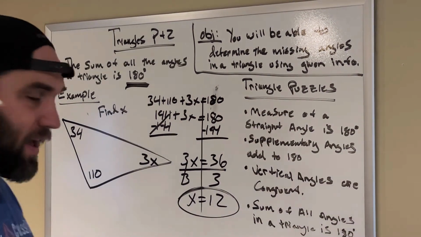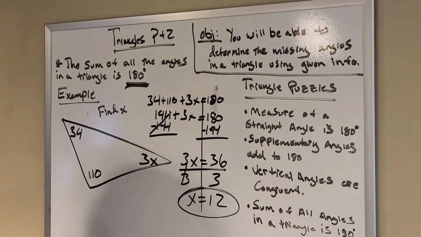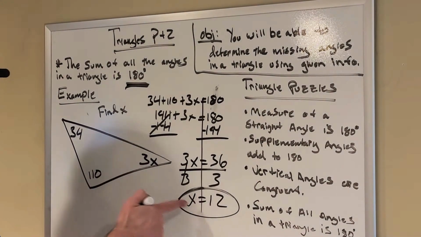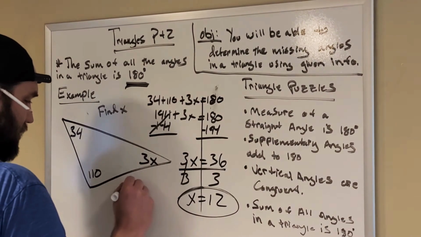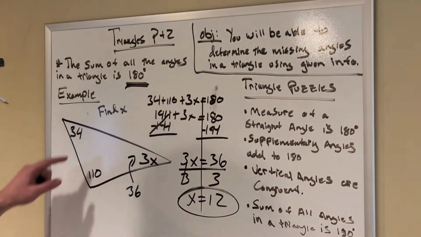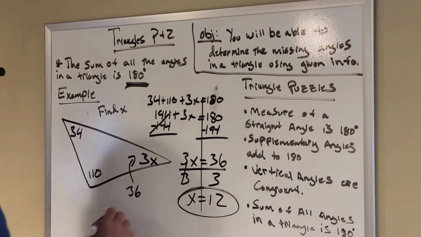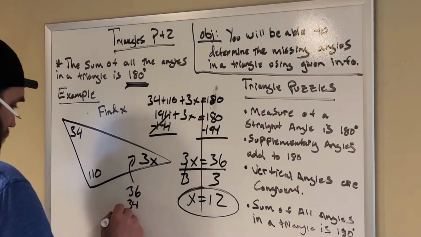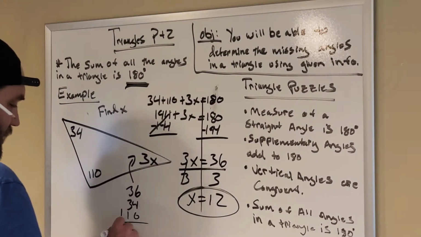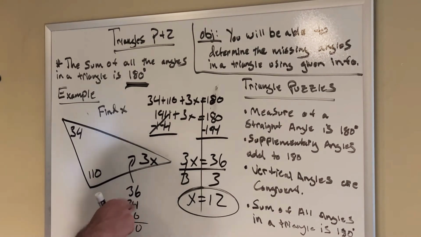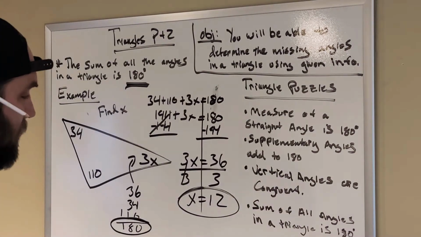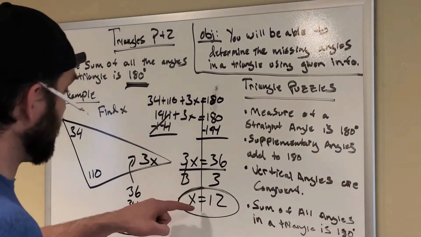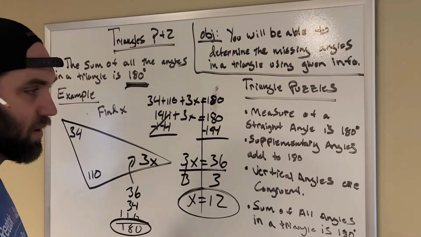And I can check it against this triangle now. I can say, okay, if x is equal to 12, 3 times 12 is 36. So this angle is going to be 36 degrees. 36 plus 34 plus 110 is going to give me 180. All right, so that works out. But my x value, the thing I'm looking for, is 12 right there.